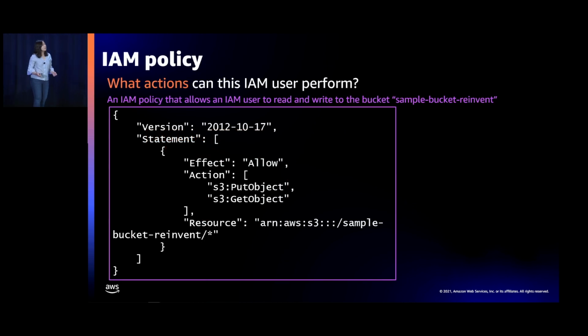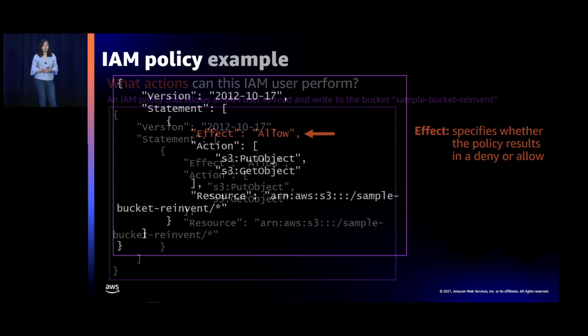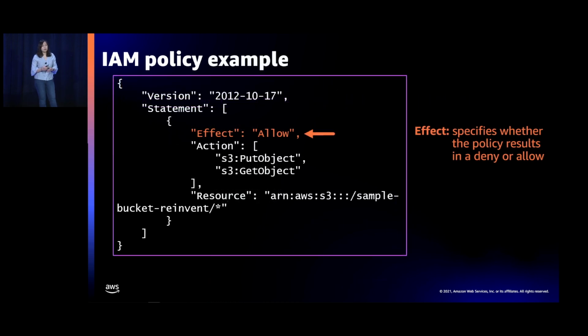An IAM policy defines what actions an IAM user or IAM role can perform. It has 3 mandatory elements: effect, action, and resource. So here in this example, this IAM policy allows an IAM user or IAM role to read and write objects to the bucket called sample bucket reinvent. So in this IAM policy, the first element, the effect statement, specifies whether this policy results in a deny or allow.